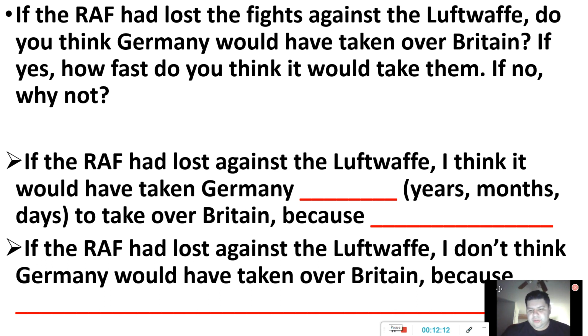So here's my question to you. If the RAF, the Royal Air Force of Britain, had lost the fights against the German Air Force, the Luftwaffe, do you think Germany would have taken over Britain? Do you think that the invasion would have been a success? If you say yes, tell me how fast you think it would have taken them to take over all of Britain. Would it take years, months, days? I mean, you tell me.